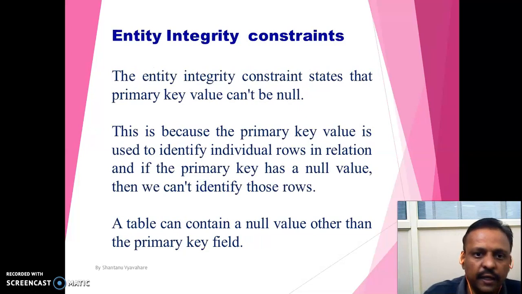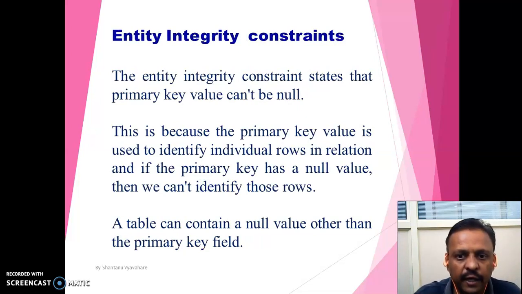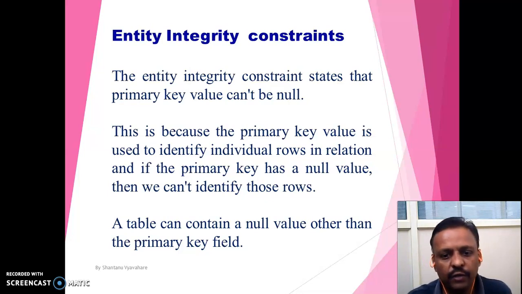Next is entity integrity constraint. The entity integrity constraint states that primary key values can't be null. This is because the primary key value is used to identify individual rows in a relation, and if the primary key has a null value, then we can't identify those rows. A table can contain null values other than the primary key field. Means if you assign a particular column as a primary key, then it should not include null values. So that is called entity integrity.